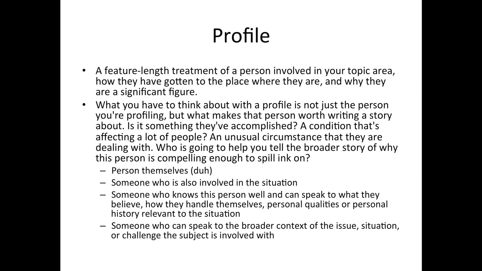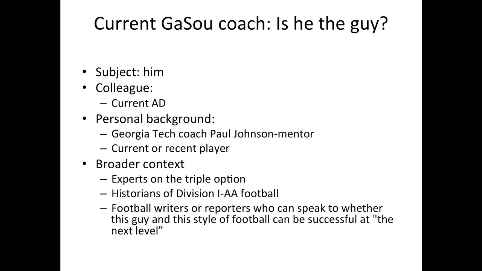So folks like that, I've got this little list here. There's obviously your profile subject, himself or herself, someone who also is involved in this situation, or someone who is a peer or knows about the current thing that you're trying to write about, the broader story. Someone else who may or may not be involved in the broader story but knows the person well, can talk to who they are as a person, their personal qualities, and sort of their history that's relevant. And then someone who can speak to the broader context of the issue, of the situation, or whatever the subject is involved with. So back to my Georgia Southern example.